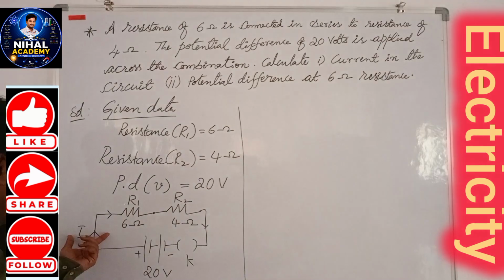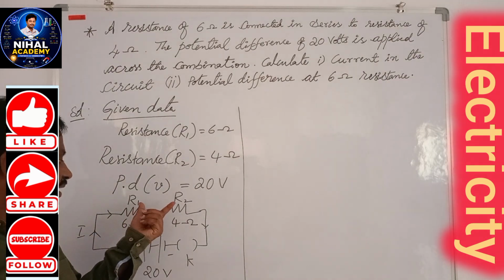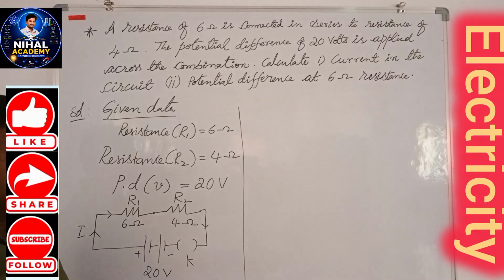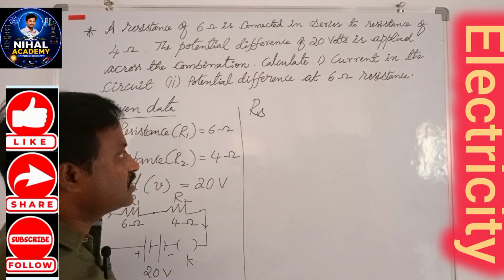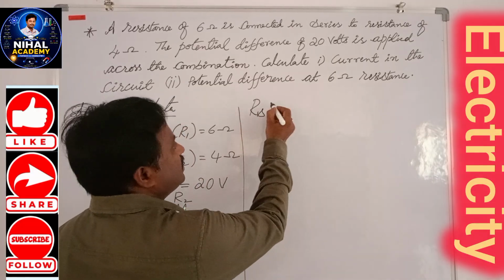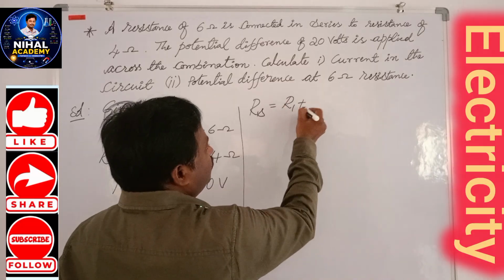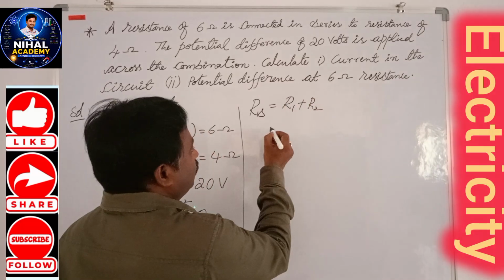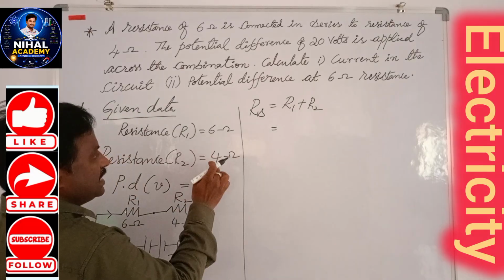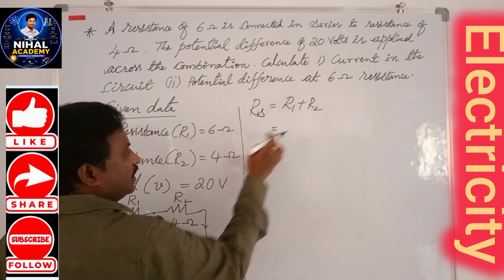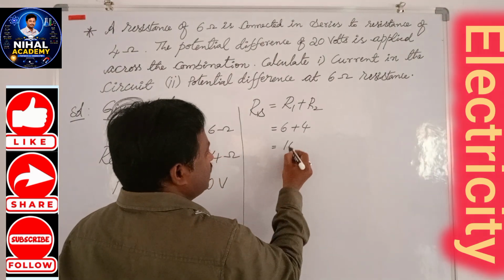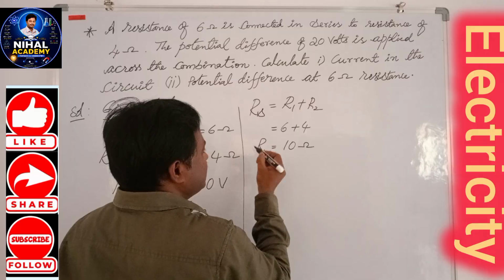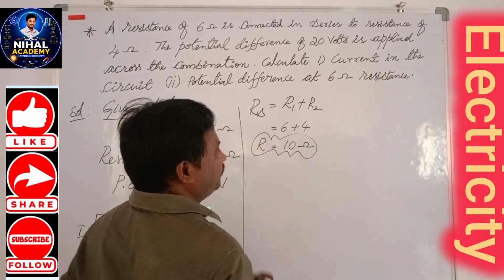So to calculate current I, we have to first calculate the resultant resistance of R1, R2. Now these two are connected in series. So in series connection, the resultant resistance or net resistance or effective resistance or total resistance RS is equal to, what is the formula? R1 plus R2. Now we'll substitute the values: R1 is 6 and R2 is 4. So 6 plus 4 is equal to 10 ohm. So the resultant resistance R is equal to 10 ohm.